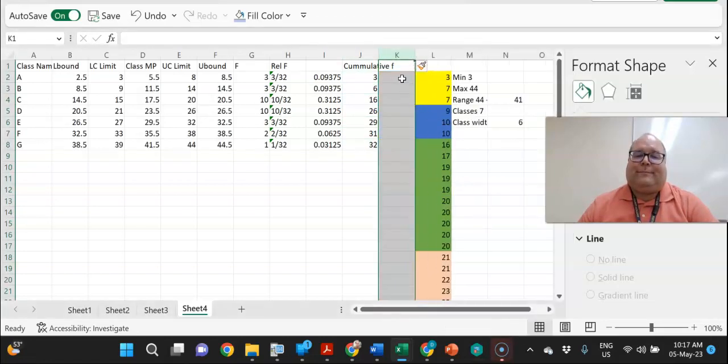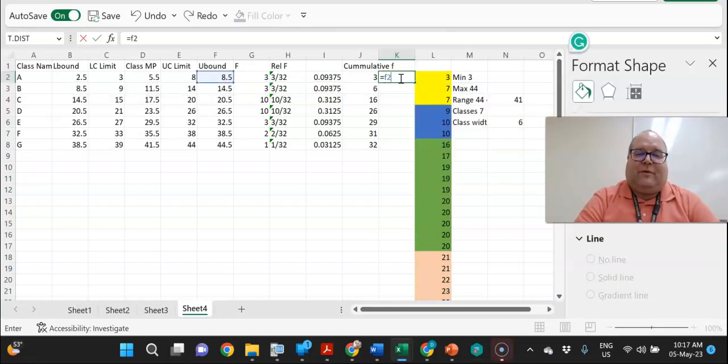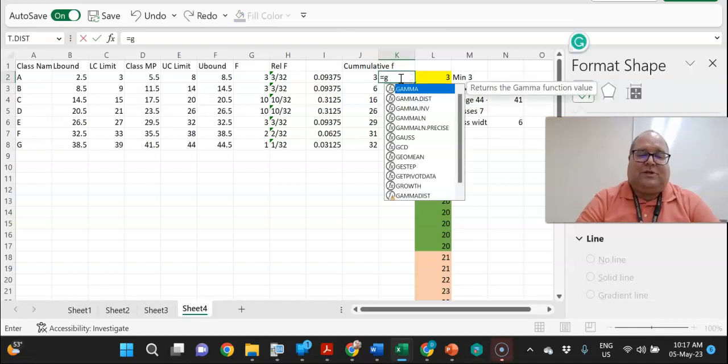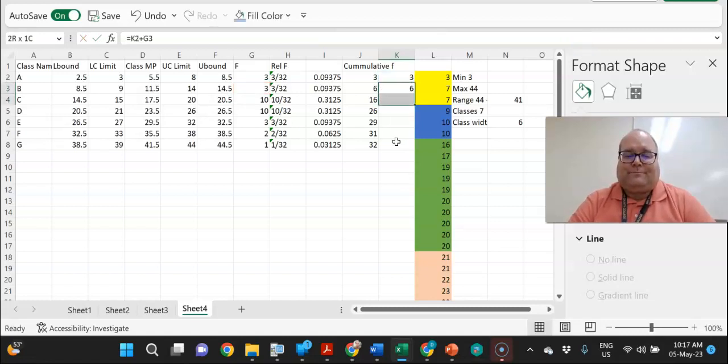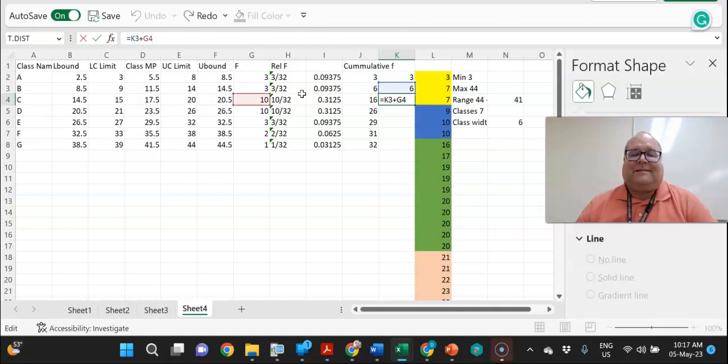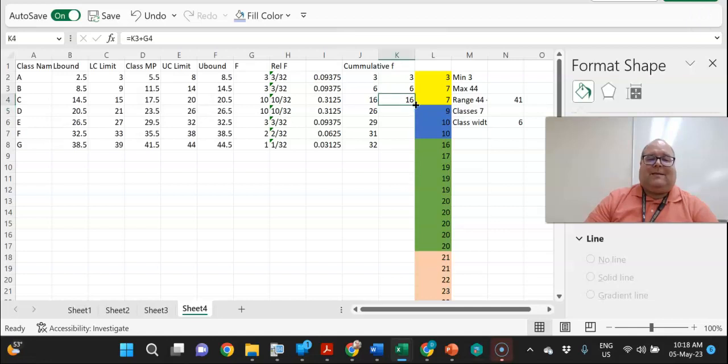So we can move things over. Equals G2. Sorry. Equals K2 plus G3. So we have the total we've obtained so far, plus the value contributed by the row that we're cumulative frequencying up to. Then we're referring to the amount that we had previously, plus the contribution to our increasing total made by this group. And then we can drag this down, and we fill in as usual.